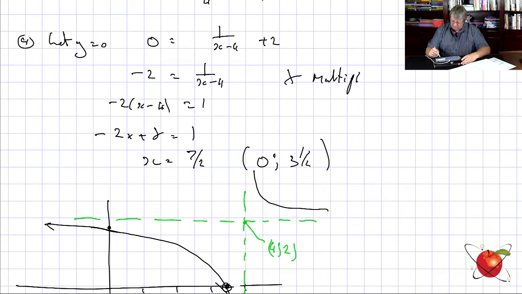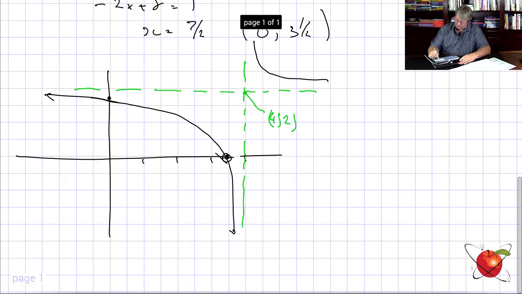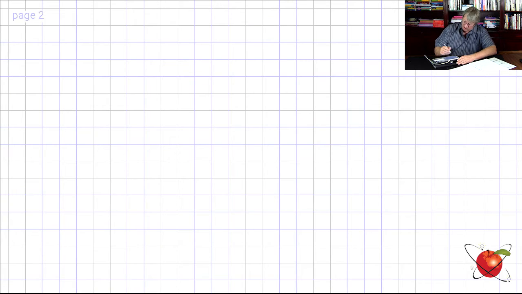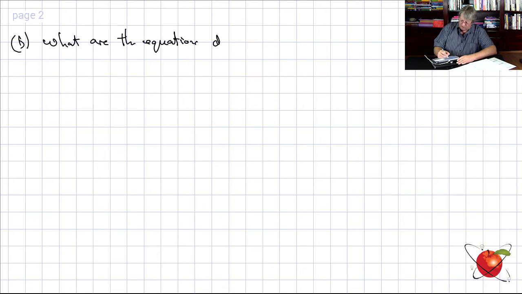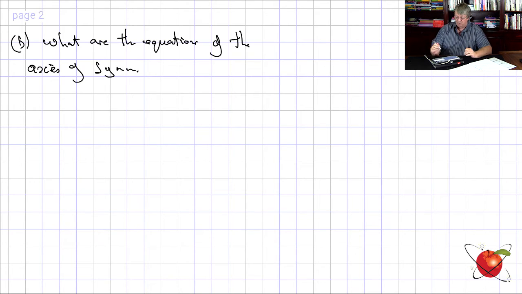What is the next? Okay, the next they say, what are the equations of the axes of symmetry? Let's put the question down. Question B: what are the equations of the axes of symmetry? Well, I'm just going to abbreviate if you don't mind.